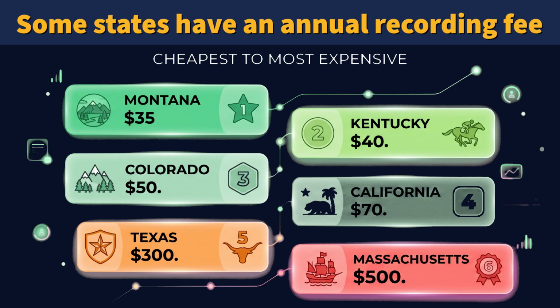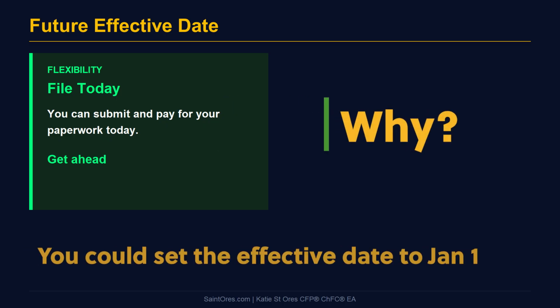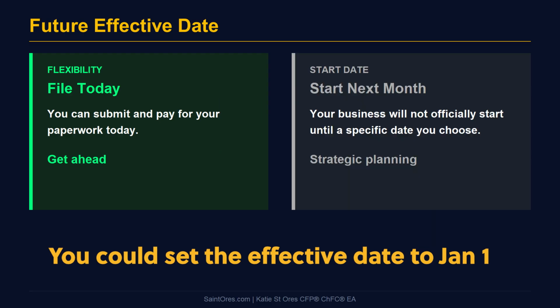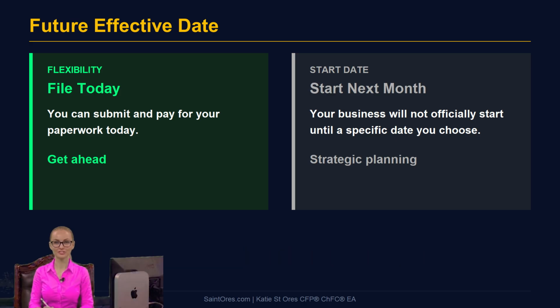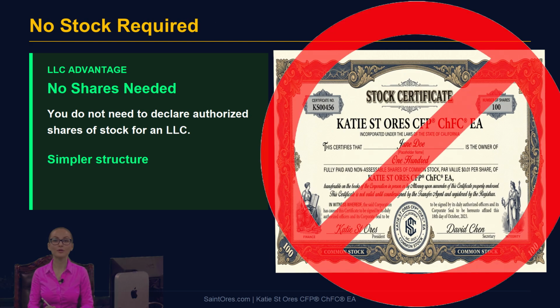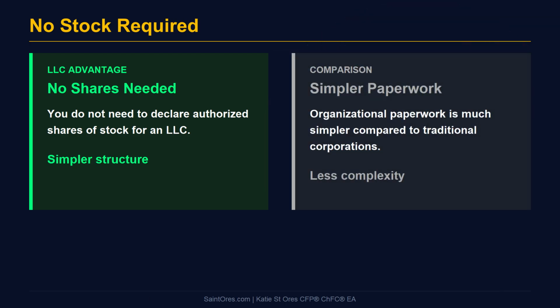Some states allow you to select a future effective date for your new limited liability company. This means you can file the paperwork today, but your business will not officially start until a specific date next month. Unlike traditional corporations, you do not need to declare authorized shares of stock when filing for a limited liability company. This makes the organizational paperwork much simpler for a limited liability company compared to other business structures.